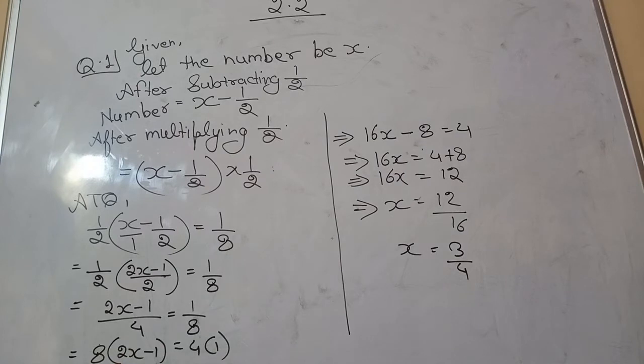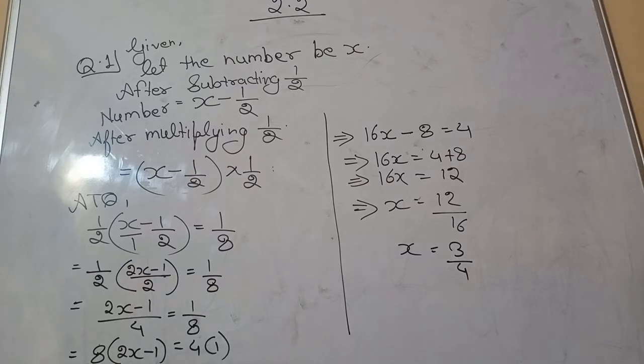Now we will solve exercise 2.2 question number 1. Here word problems are given and we have to convert them into the form of equations. So what is given in the first question? If you subtract 1/2 from a number and multiply the result by 1/2, you will get 1/8. So what is the number?